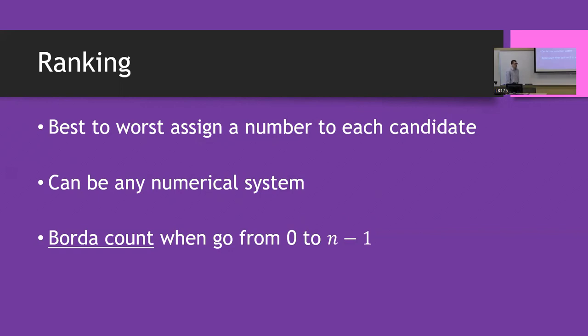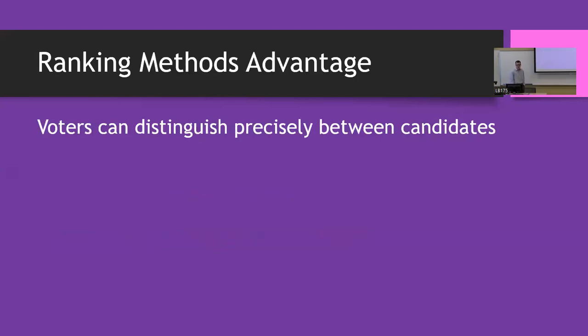So every candidate is going to get a number from 0 up to the number of candidates minus 1. And 0 will be the worst number you can get. That's the most disliked. And if there are 5 candidates, 4 is the highest number you can get. Does that make sense? So 0 is the least liked, and the higher numbers are the most liked. Now, obviously, the advantage of ranking is that I, as a voter, can distinguish between candidates.